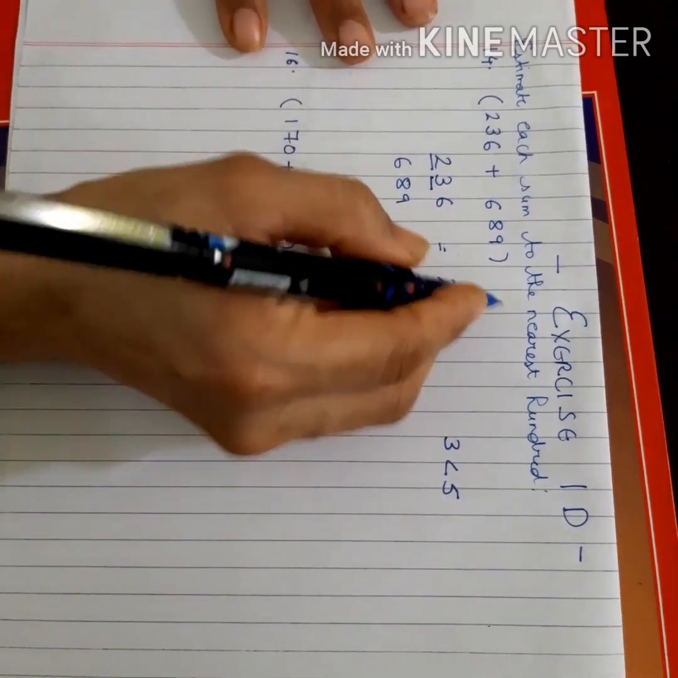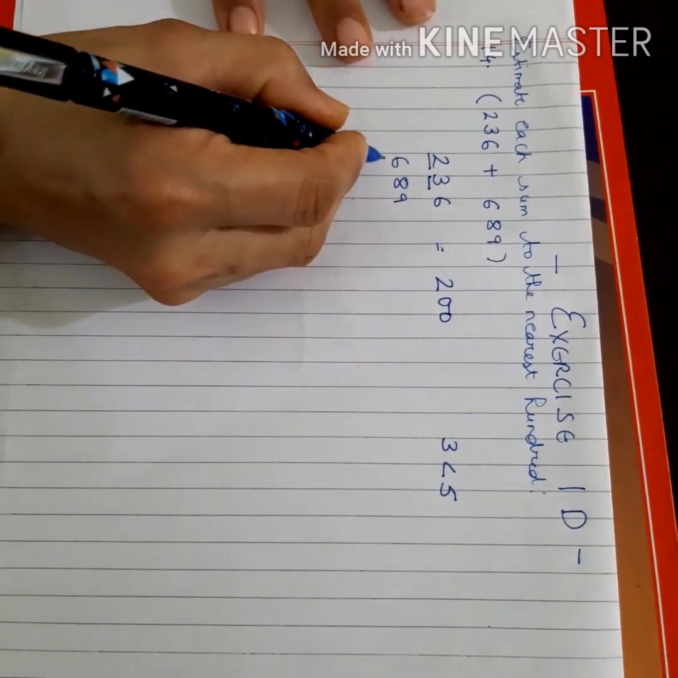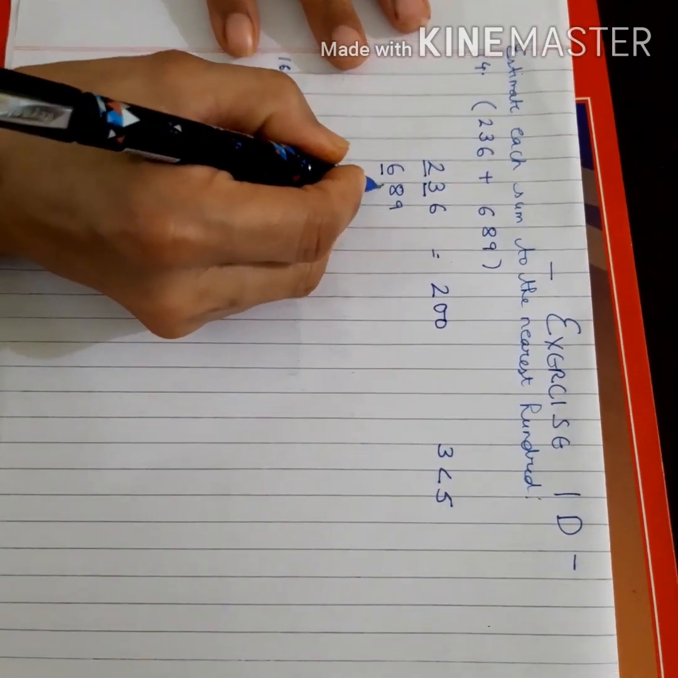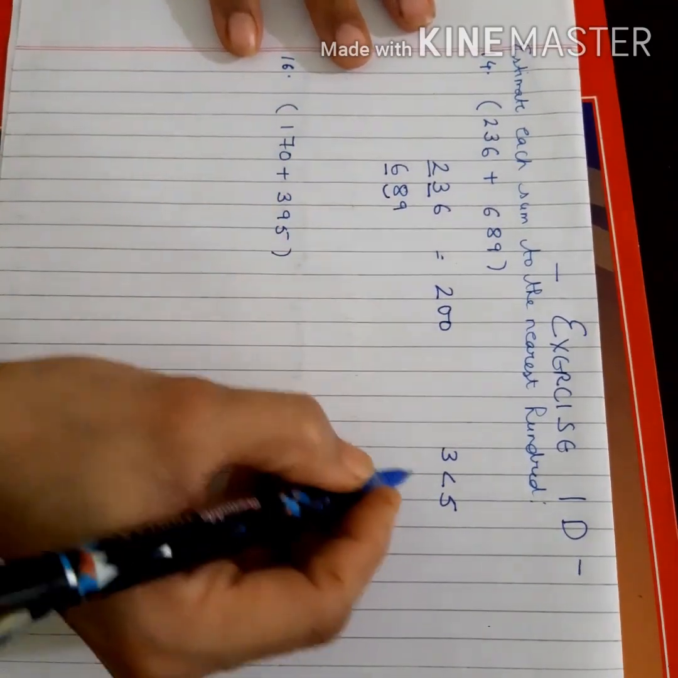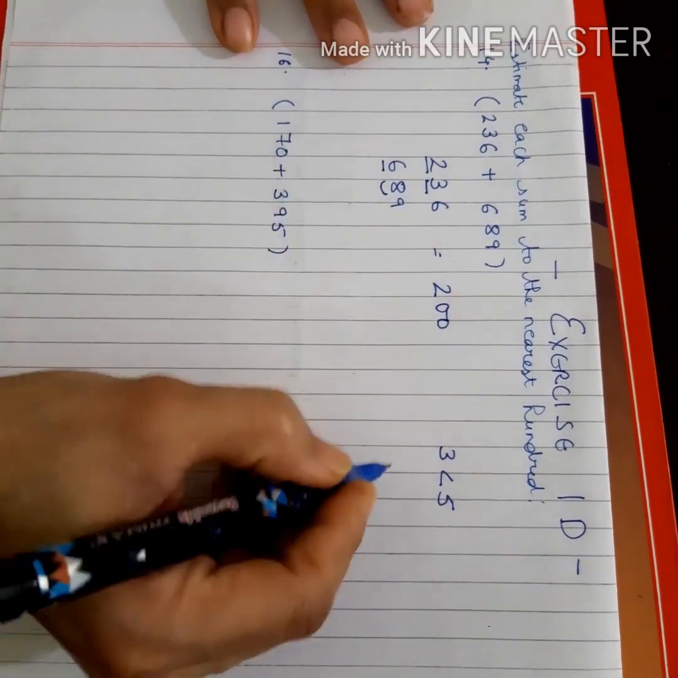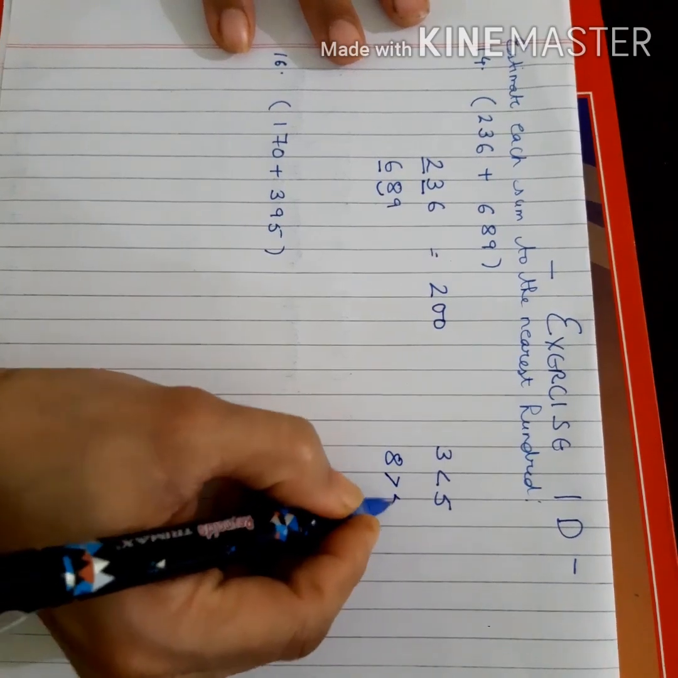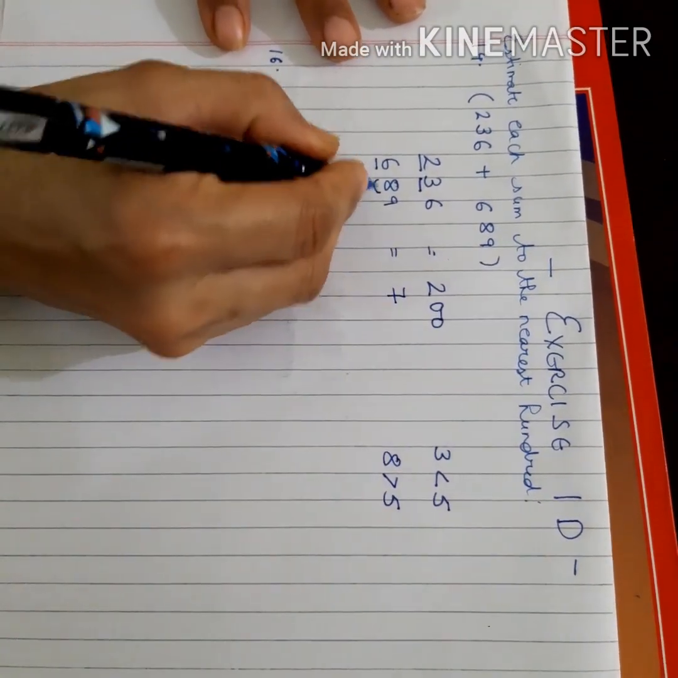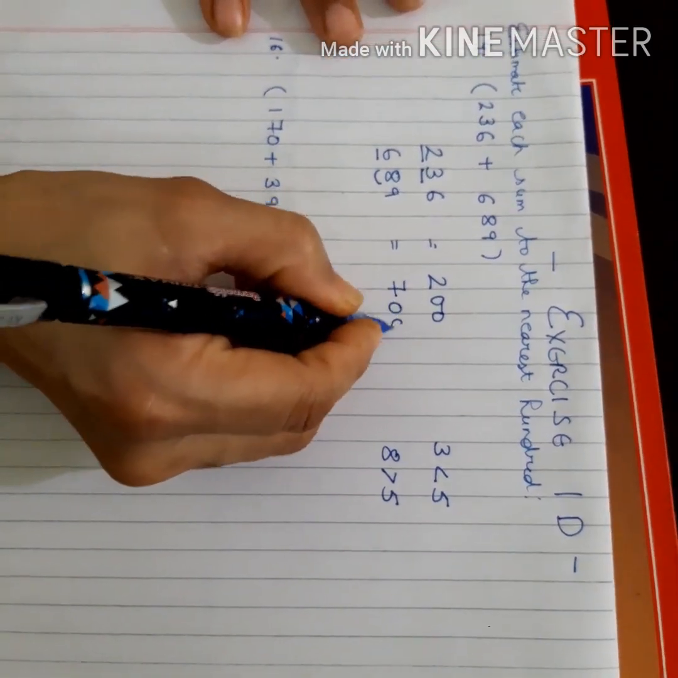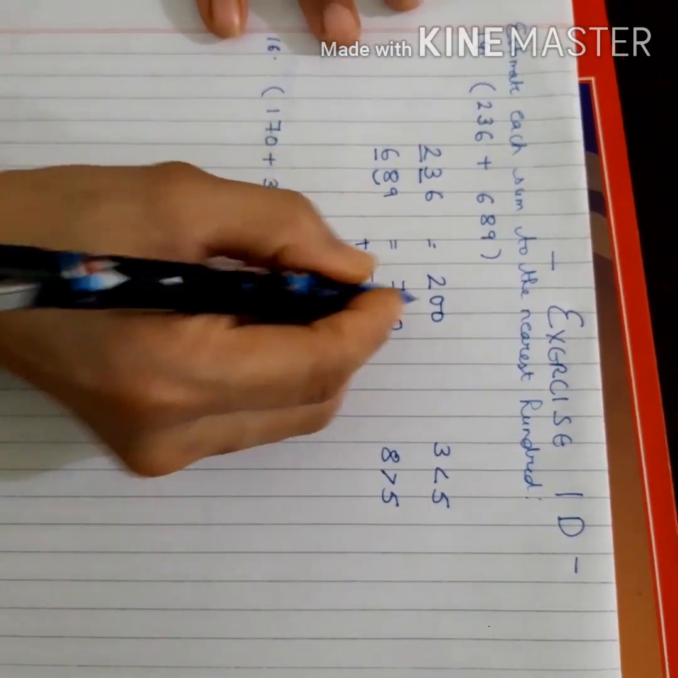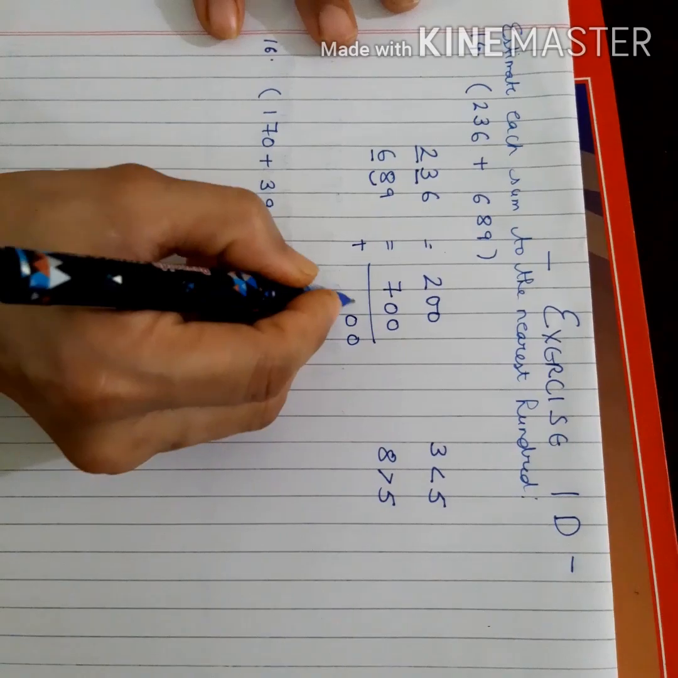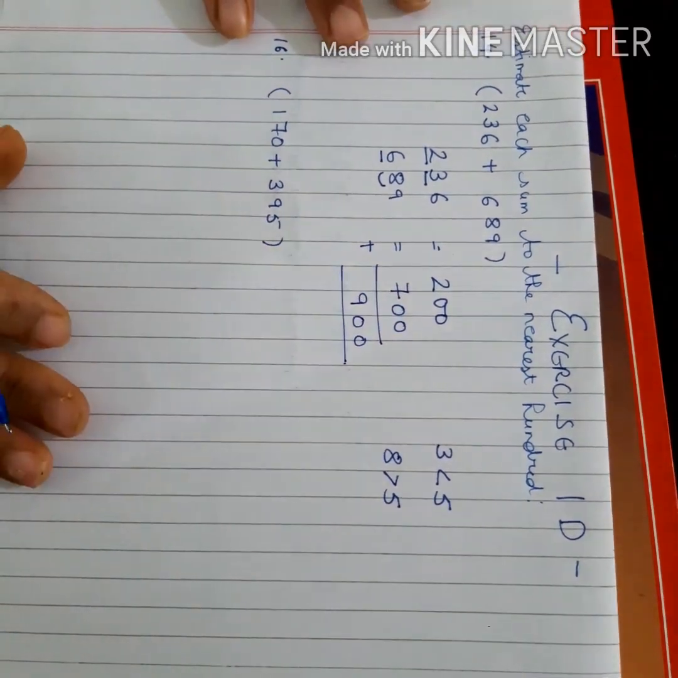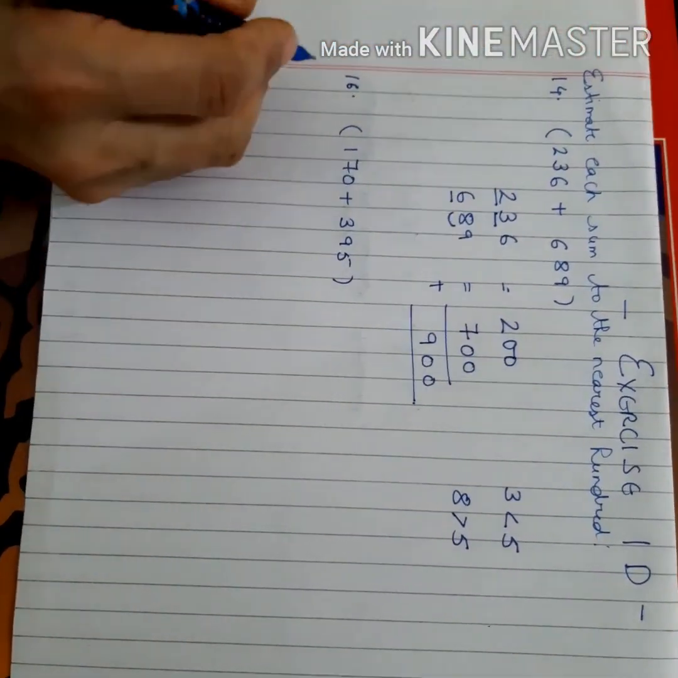Now we have to round off to the nearest 100. So we will underline the 100th place. We will see the 10th place. The 10th place is more than 5. So this number will increase by 1. It will become 7 and both these digits will become 0. Now we will add it. Our answer is 900. Now let's do question number 16.